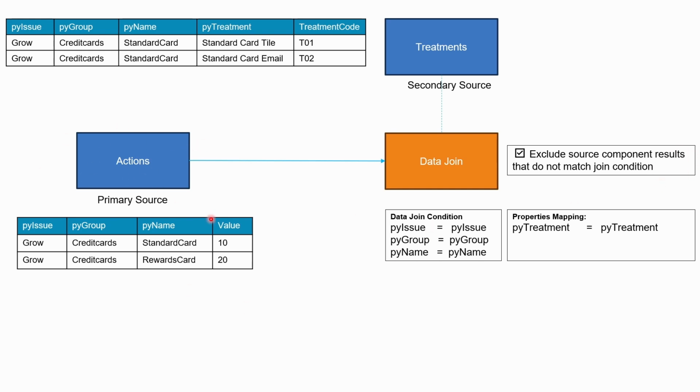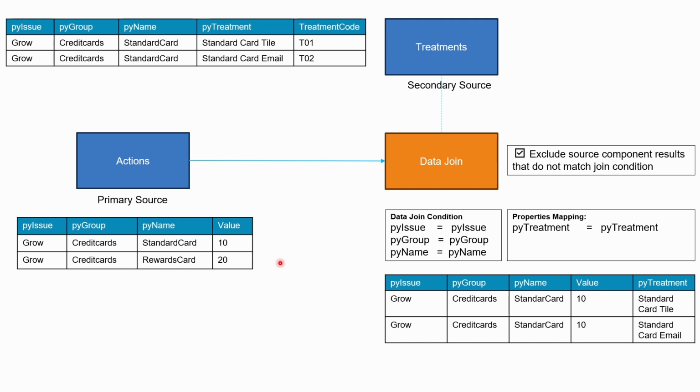So this is source in the sense our primary source, correct? In our case, we have standard and rewards card. Standard card is having two treatments, but rewards card doesn't have any treatments, correct? That means that rewards card will not qualify any of the data join condition, correct? That means in the results, this rewards card should not be there.